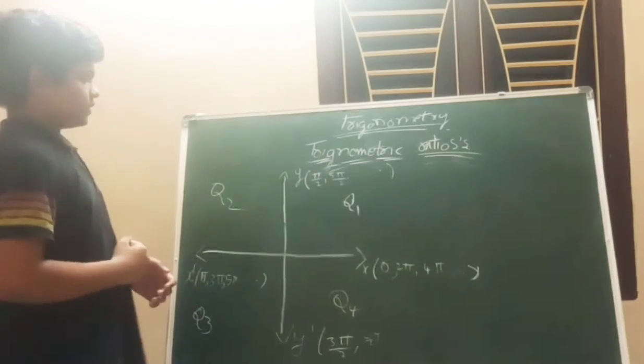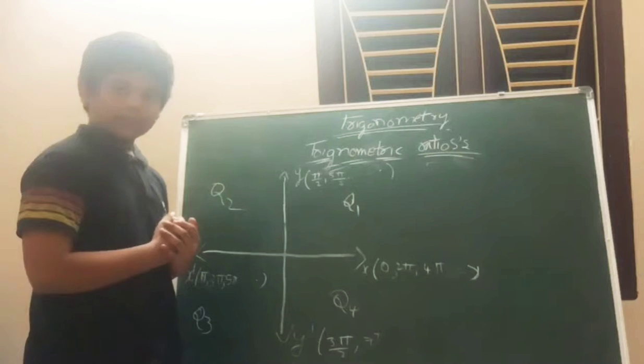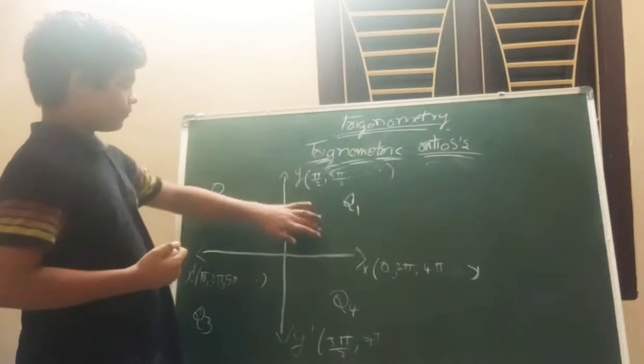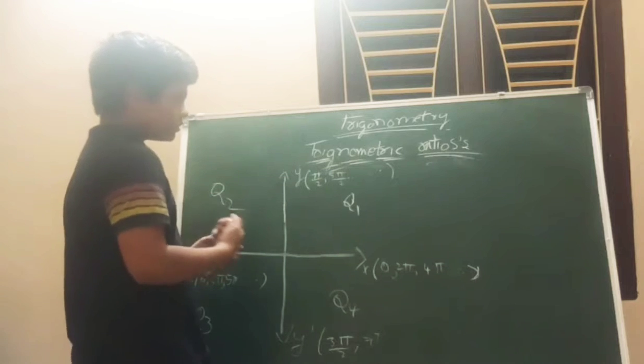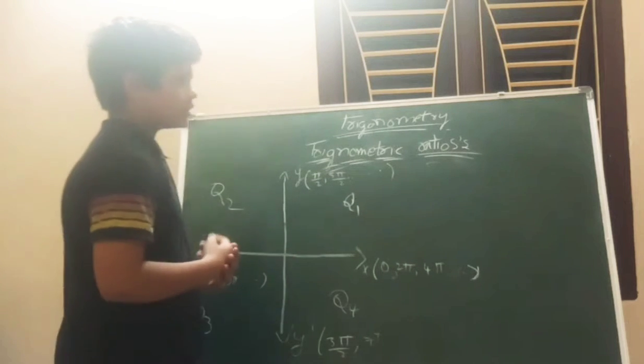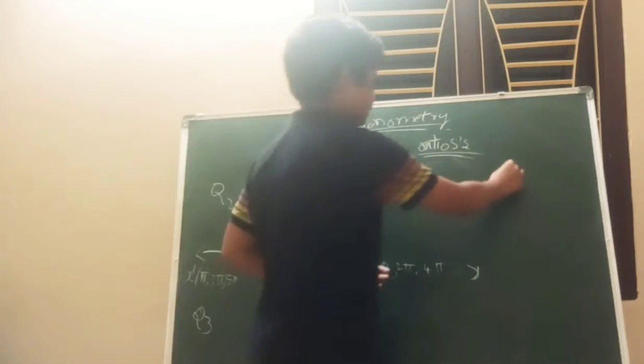Let us discuss the signs of the 6 trigonometric ratios in the 4 quadrants. For that, let us take the graph.